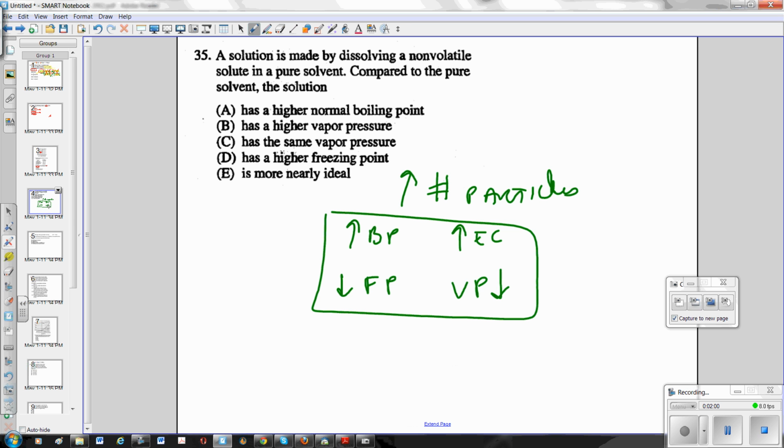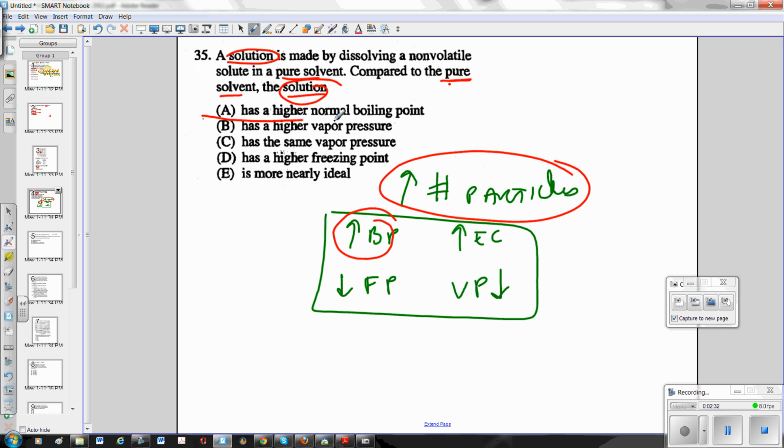Next one. They tell you the word solution. Remember when we talked about solutions, solutions are affected by number of particles. Non-volatile solute in a pure solvent, you're comparing the pure solvent to the solution. So they're telling you with no particles versus the solution. What's the solution going to have? The solution has a higher boiling point. And so if you look at 35, the correct answer is A, a higher boiling point.